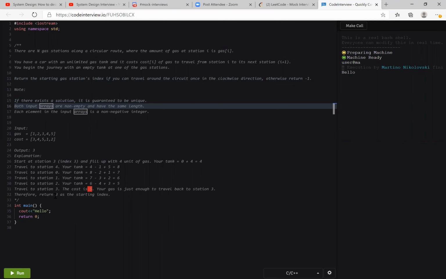Let me think. You can try this input out and see how it goes. One thing is, it's evident we can do n square: we can try each index and check and return.